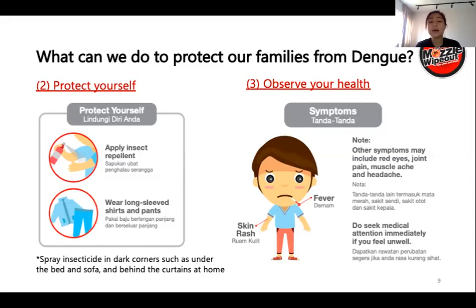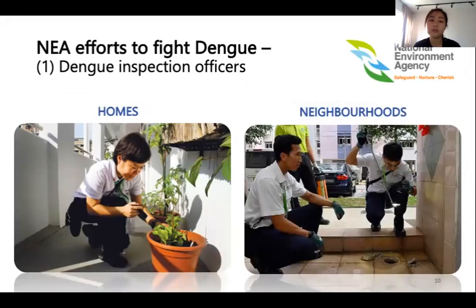Now, how about the NEA efforts to fight dengue? Firstly, let's look at things that we see. For instance, we see dengue inspection officers. For our homes, NEA officers do go around visiting houses. They will identify themselves with an NEA authority card and explain the purpose of their visit. So do allow them into your home for inspection and to spray insecticide to kill any mosquitoes.